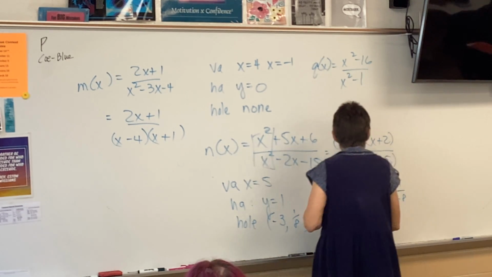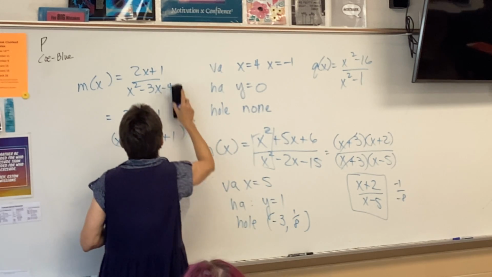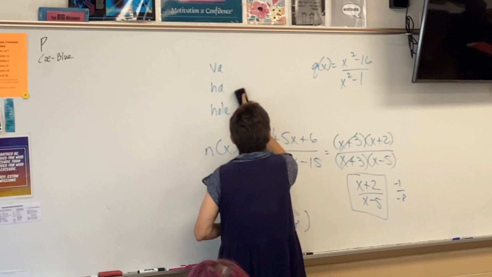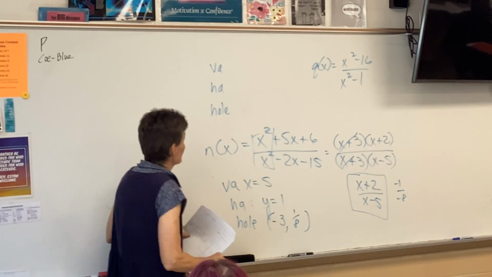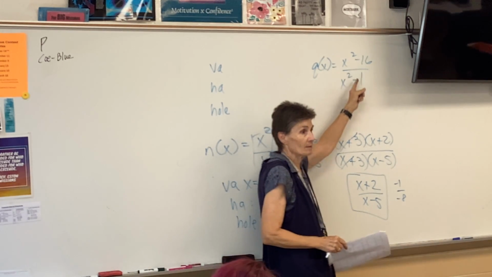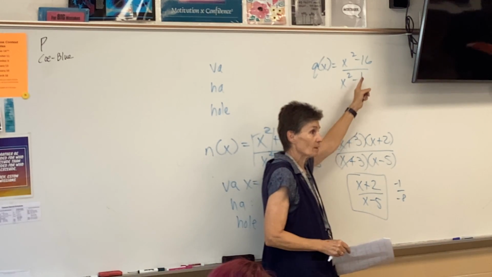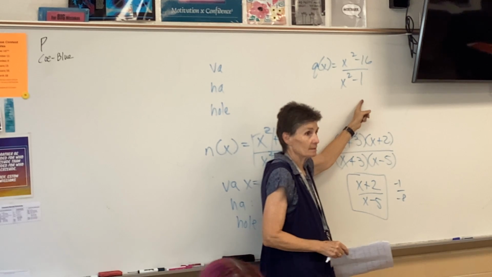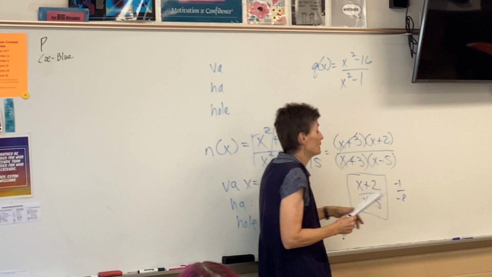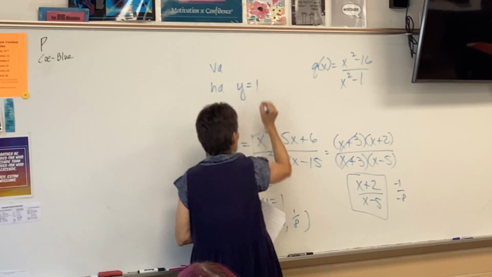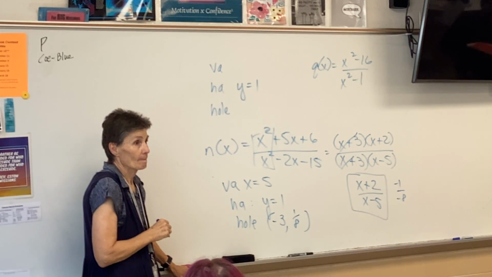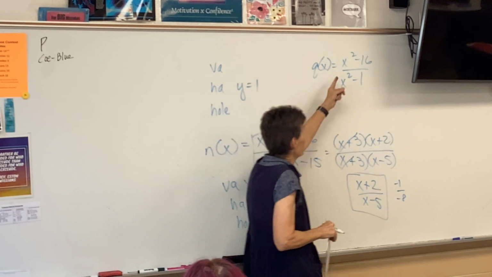So we're gonna find vertical, horizontal, and holes. Alright, let's look at the horizontal asymptote right here. Do they match? x squared, x squared? Perfect. Box them in and get what? x squared over x squared is 1. So your horizontal asymptote is 1.